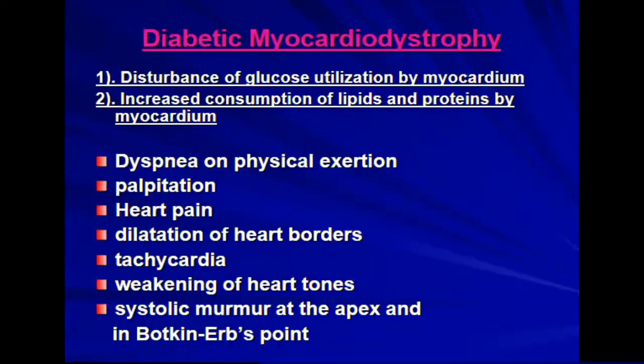Diabetic myocardial dystrophy. Dyspnea on physical exertion. Palpitation. Heart pain. Dilatation of heart bodies. Tachycardia. Weakening of heart tones. Systolic murmur at the apex and in the Botkin-Erb's point.